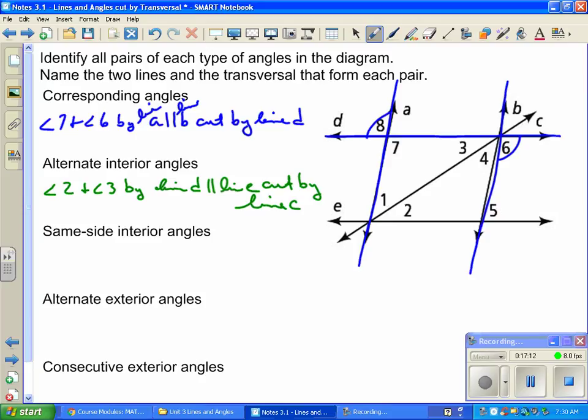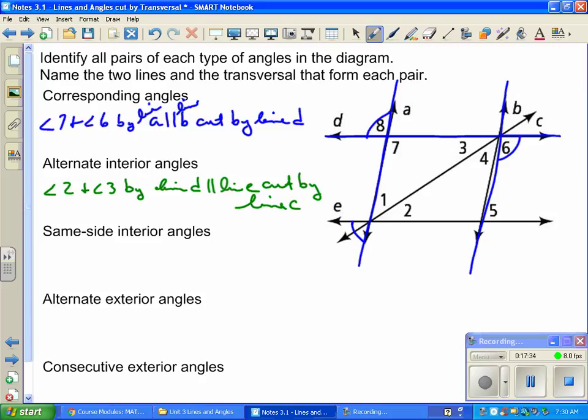Now 5 will not work because 5 here at E doesn't have another angle over here to go with it. And it doesn't work with the other parallel lines because it's on the inside of them. So there's only one pair of those, angle 8 and 6, and it's lines A and B that have been cut by transversal D.